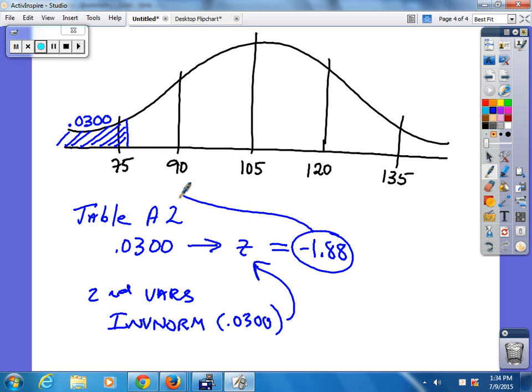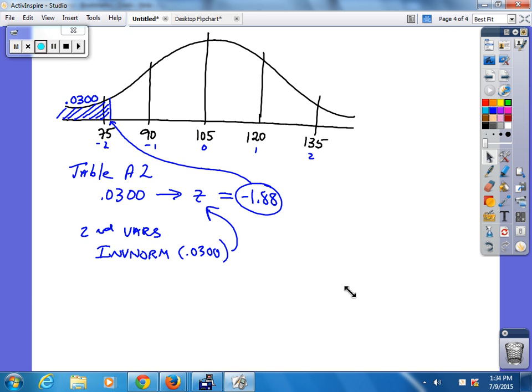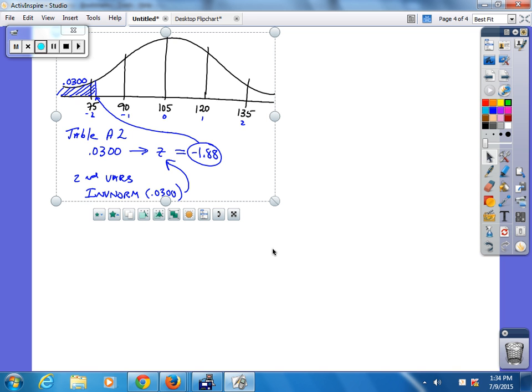All right, common sense. Does that fit? Yes, because this is 0, this is 1, this is 2, this is -1, this is -2. Where are we? Near -2, which is -1.88. So you quit now, right? No, that's the first part. What do you do next? Well, you got that 1.88.